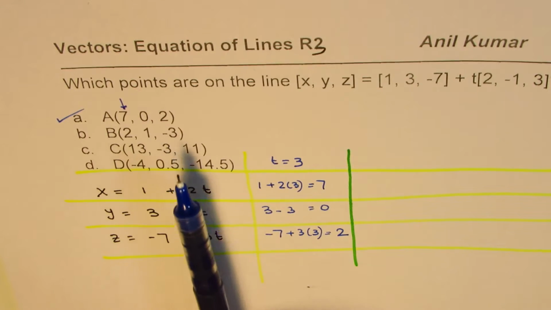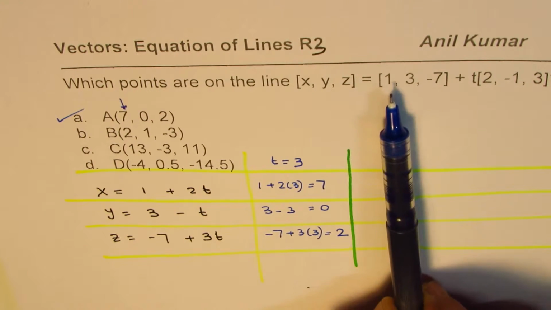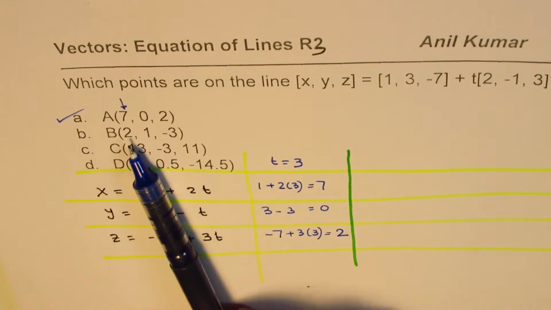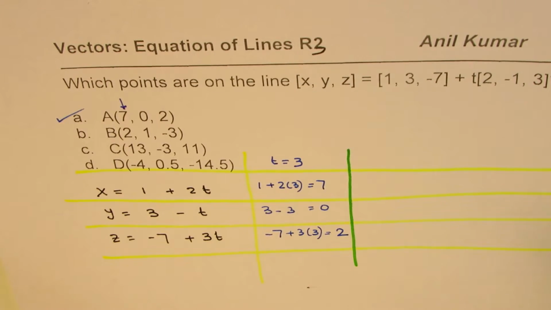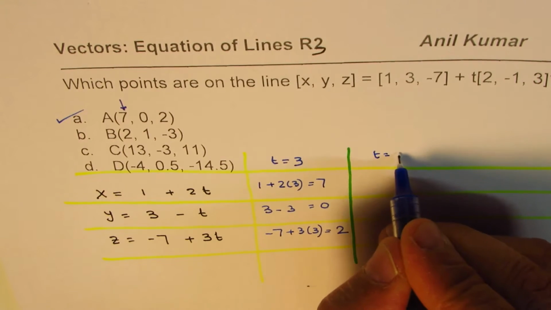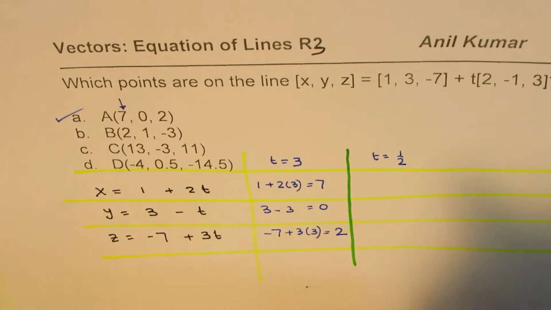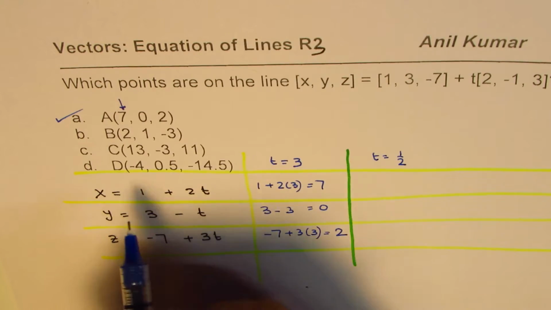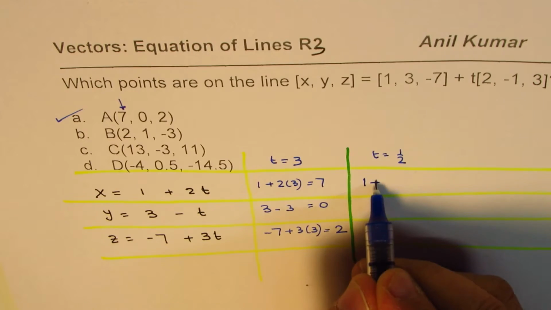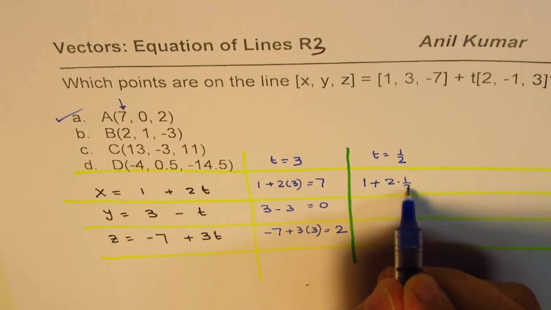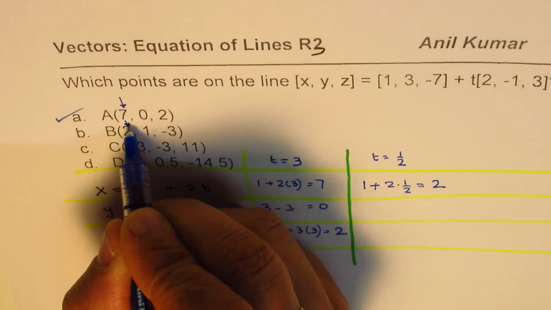(2, 1, minus 3). Now, how do I get 2? I already have 1. I need one more, correct? So t should be half. Does it make sense? Okay. So I'll write t equals 0.5 or half, as you wish. So let's calculate. We know the first coordinate is ensured because we did 2 times half, and that gives you 1 plus 1, which is 2. So we match 2, correct?